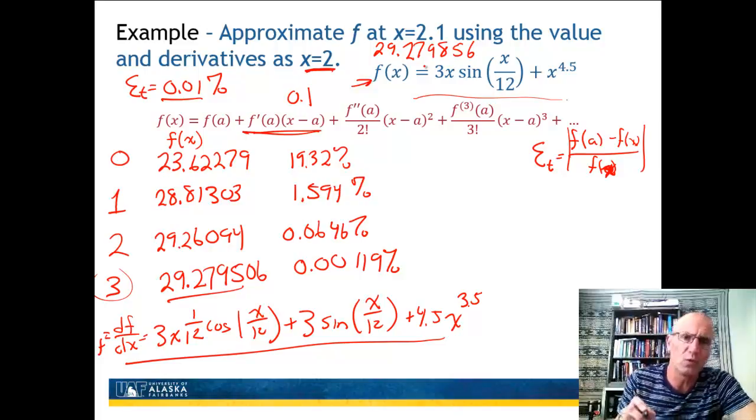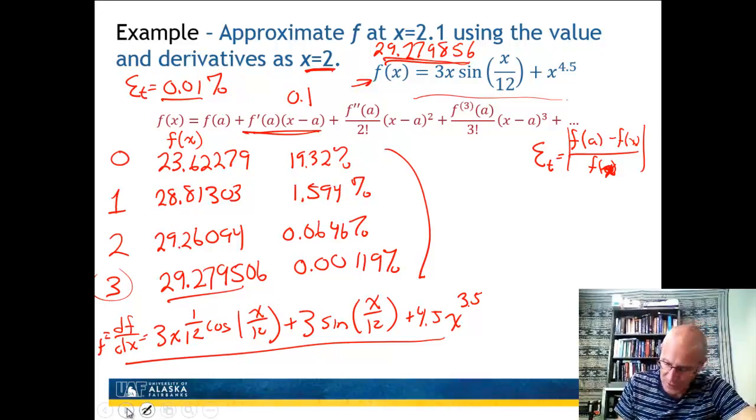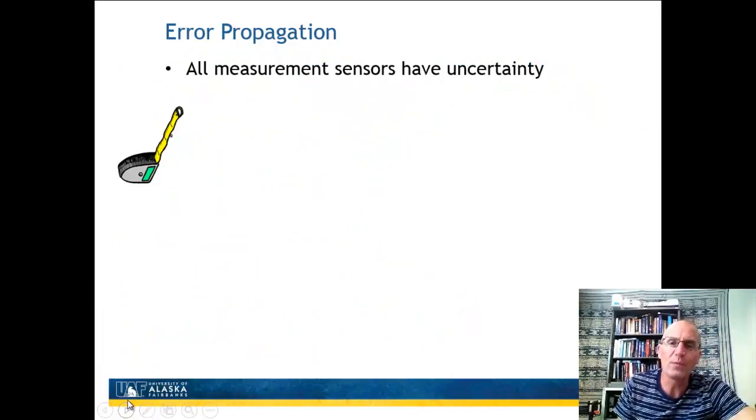Now, first of all, you might wonder if you look back at this and say, why in the world do I go to all this work if I can just plug that value in? Well, this is a little bit of a contrived example because we're trying to just show how you do this. A lot of times you don't know what you are at this other point, and that's what I'm going to show you next. Okay, so this comes up in engineering in the idea of error propagation, right?